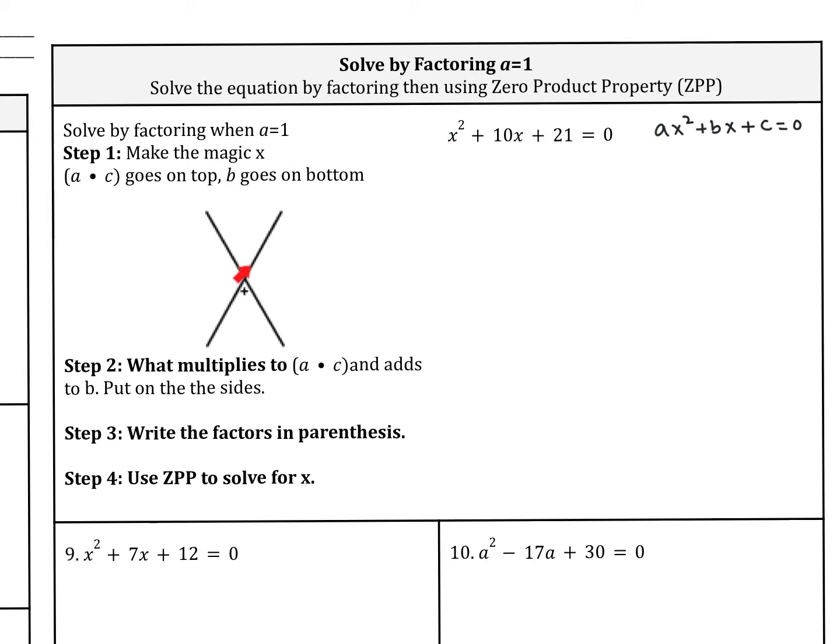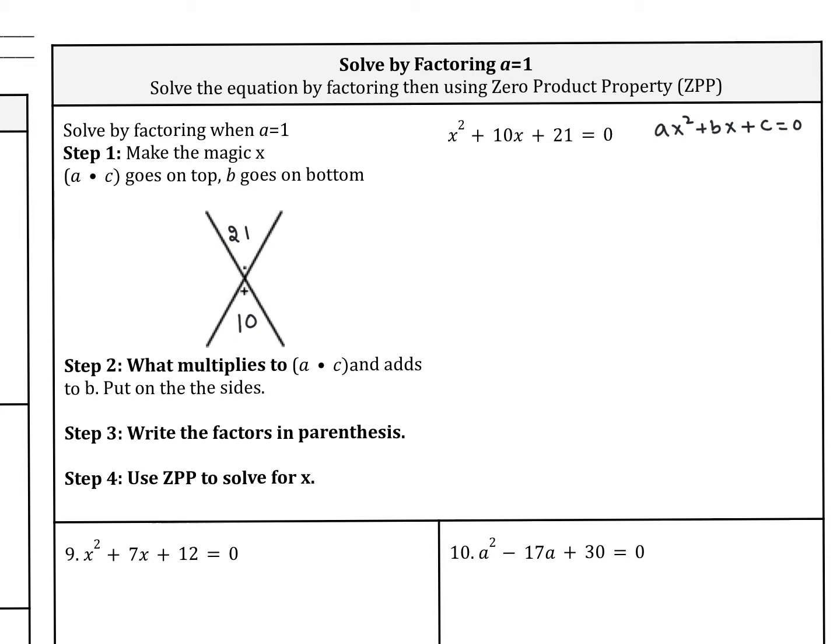On the top of the cross, you write the product of the first number and the last number, which is a times c. In this case, 1 times 21 is just 21. Or in other words, you just write the last term on the top and the middle one, that is b, on the bottom. So you're going to write 10 on the bottom.